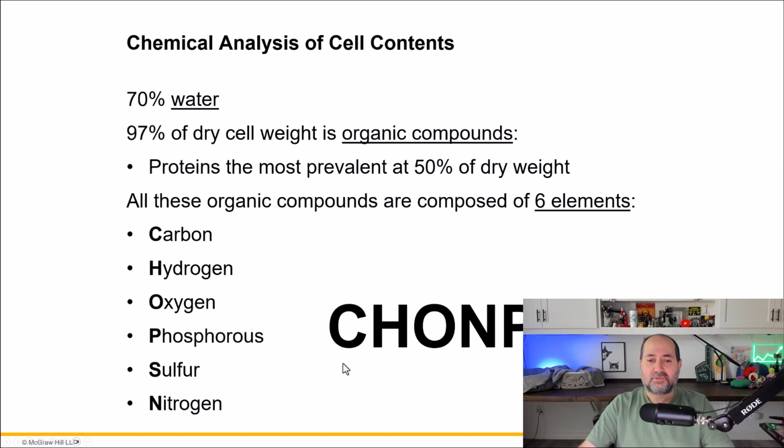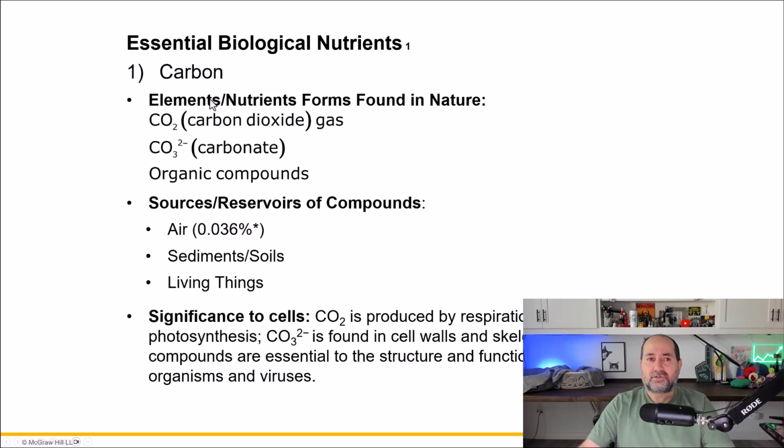Specifically, you should remember CHONPS. These are the big six elements that make up most of our cells' dry weight, right? We got carbon, hydrogen, oxygen, phosphorus, sulfur, and nitrogen. Please remember these six elements and how vital they are for life. And do you remember that organisms need a source of all of those elements?